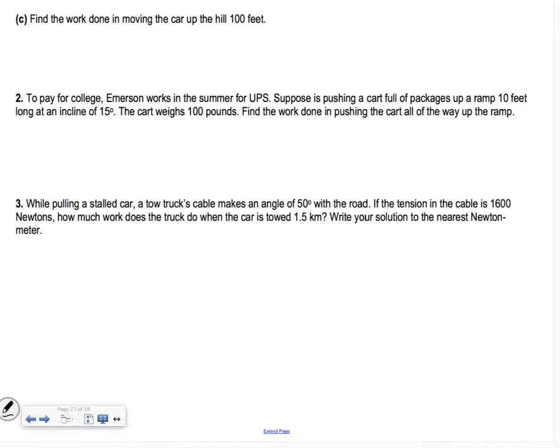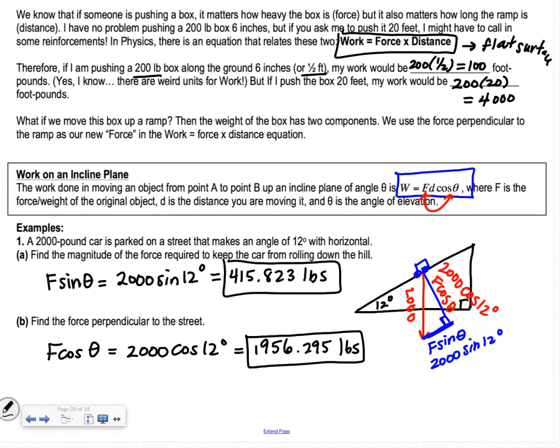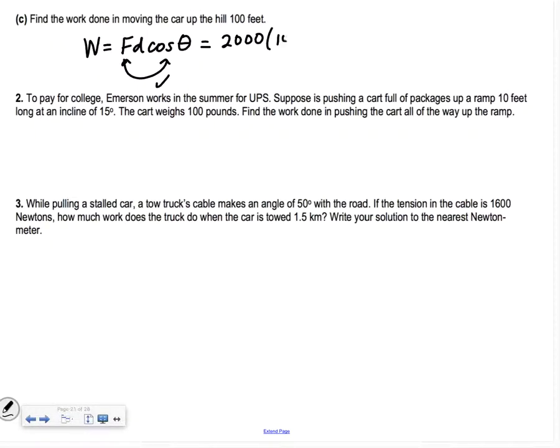All right, and then the next question says, find the work done in moving the car up the hill a certain distance. Okay, that's what's important in the work equation. You need to know how far you're moving it. So the work equation is always FD cosine theta. We already did the F cosine of theta, but we'll go ahead and plug it all in. So we have 2,000 pounds, a 2,000 pound car. We're moving 100 feet at an angle of 12 degrees. So I'm taking that last answer and I'm just multiplying by 100.